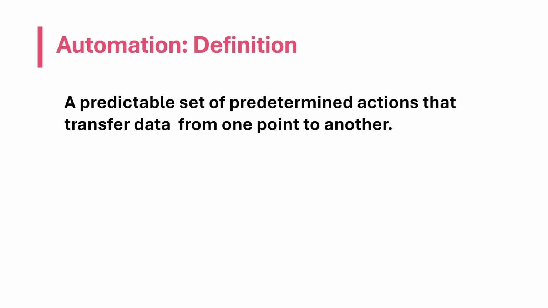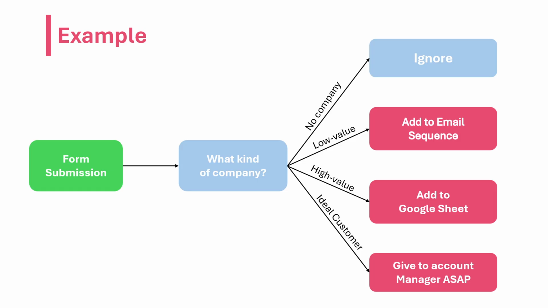Predetermined action, that is, you have already given a certain pattern or algorithm to the automation tool so that it performs the task in a repetitive mode, and it will transfer your data from one point to another based on certain criteria and conditions. For example, in n8n you can set a trigger like when a form is submitted, then define what happens next, whether it goes to a Google Sheet, an email sequence, or directly to a manager.